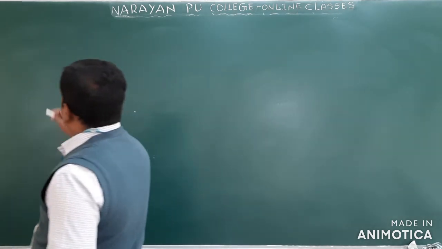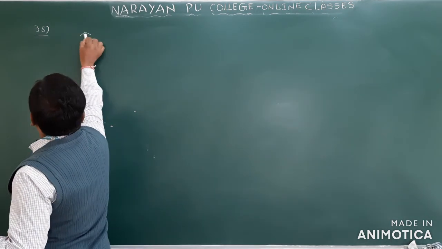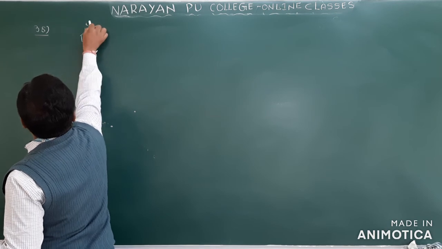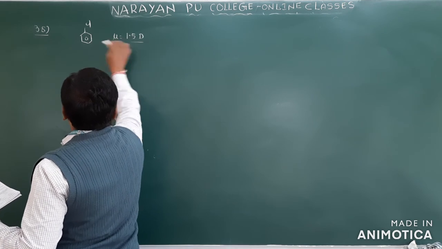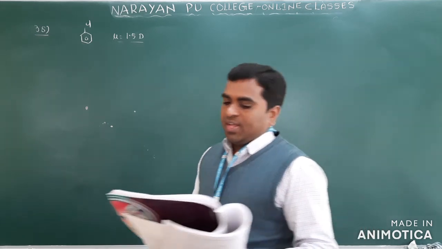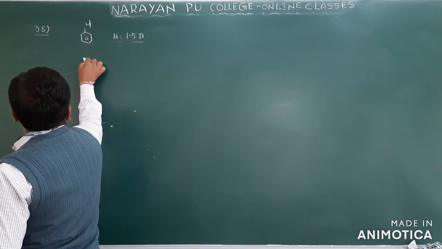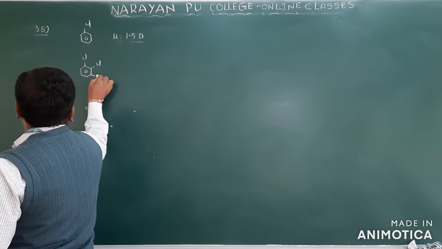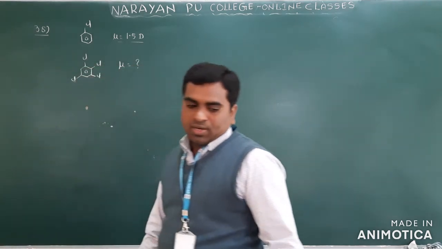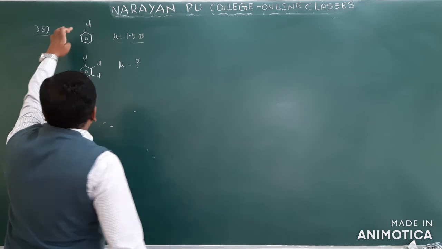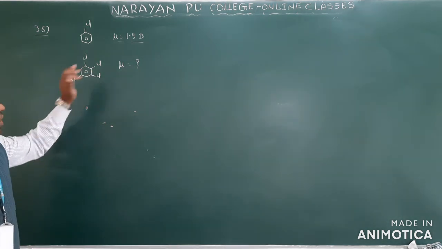Next one, coming to question number 38. This is one of the important questions. The dipole moment of this compound they have given is 1.5 D. Next, they are asking what the dipole moment is for this compound, which has Cl, Cl, Cl and another Cl. For one chlorine, the dipole moment is 1.5 D. Now, for this one, what is the dipole moment?